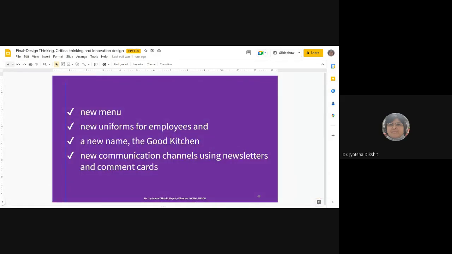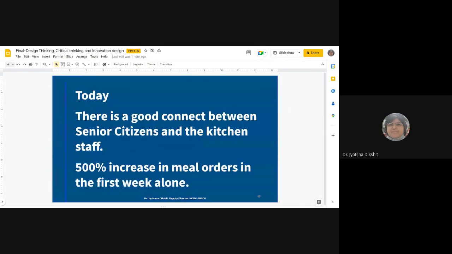So they had new menus, new uniforms for employees, and a new name, the Good Kitchen. They changed the name. And a new communication channel was also developed using newsletters and comment cards, which was very much loved by the elderly. And today there is a good connection between senior citizens and the kitchen staff. And the senior citizen knows exactly which kitchen staff is preparing what for them.